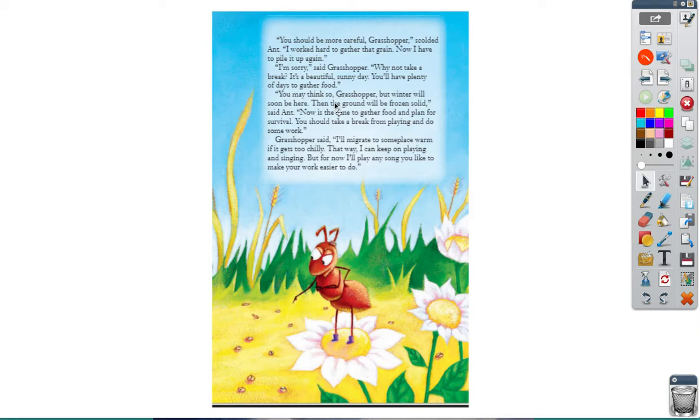You may think so, Grasshopper, but winter will soon be here. Then the ground will be frozen solid, said Ant. Now is the time to gather food and plan for survival. You should take a break from playing and do some work. Grasshopper said, I'll migrate to some place warm if it gets too chilly. That way I can keep on playing and singing. But for now, I'll play any song you like.